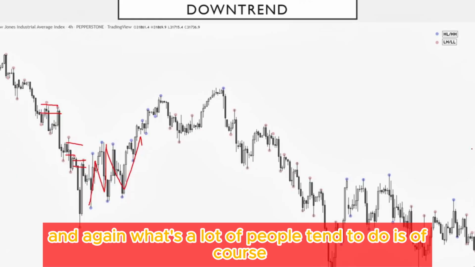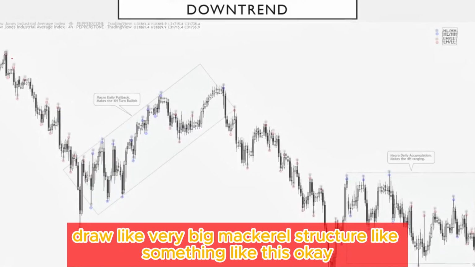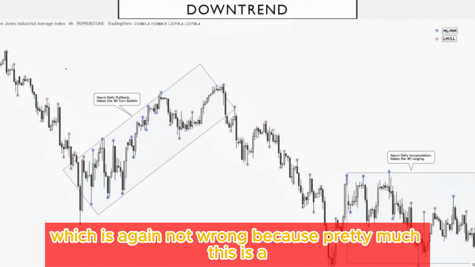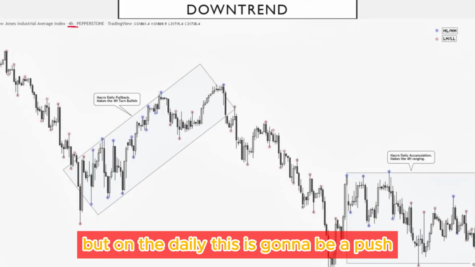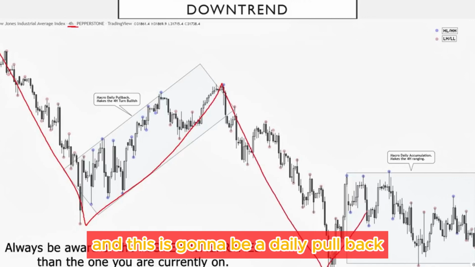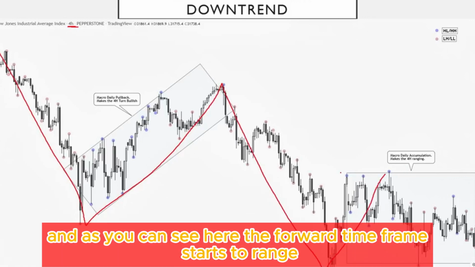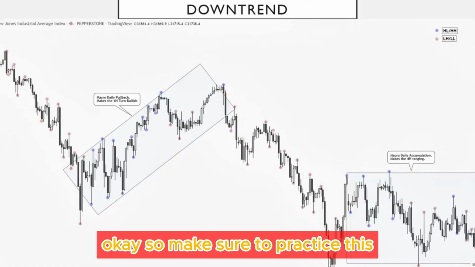And again, what a lot of people tend to do is, of course, draw a very big macro structure, something like this, okay? Which is, again, not wrong, because pretty much this is a quality time frame. But on the daily, this is going to be a push, this is going to be a pullback, then this is going to be a daily push, and this is going to be a daily pullback. And as you can see here, the four-hour time frame starts to range, which means that potentially it's accumulating for another move. Okay, so make sure to practice this.